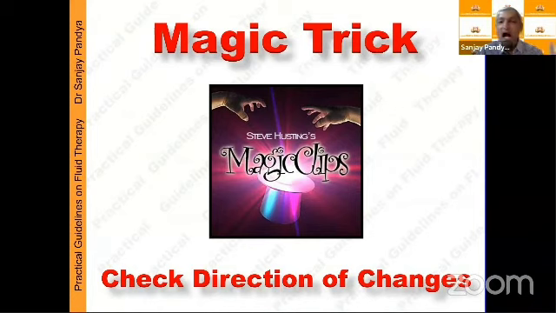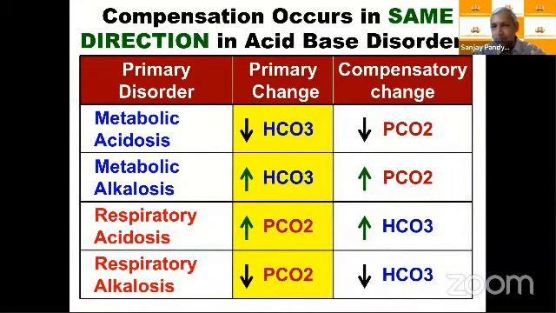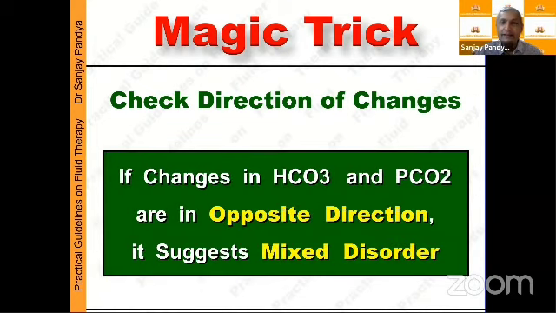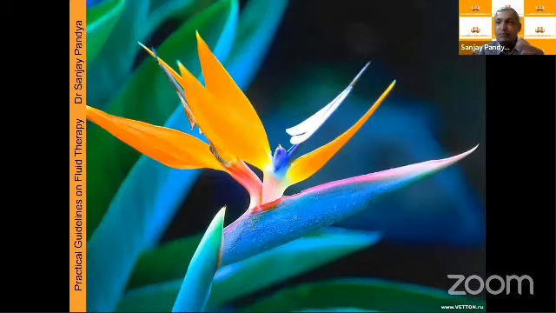If you look at the same direction rule, in a primary disorder, the primary change and compensatory change occur in the same direction. This is known as the same direction rule. Therefore, in a simple acid-base disorder, bicarbonate and PCO2 change from normal in the same direction. But if changes are in opposite direction, our diagnosis is mixed disorder. We don't know which mixed disorder, but we suspect that instead of the same direction, they are in opposite direction, and therefore this patient has a mixed disorder. Then we need to work up more. So this is a magic formula. We just take 5 seconds to diagnose whether it is mixed disorder or not.